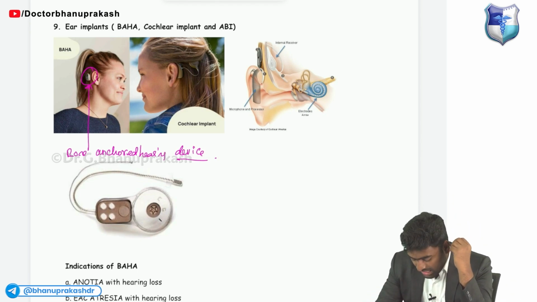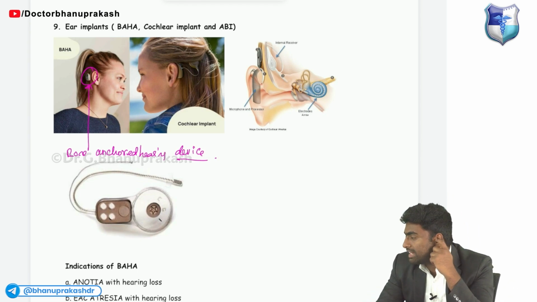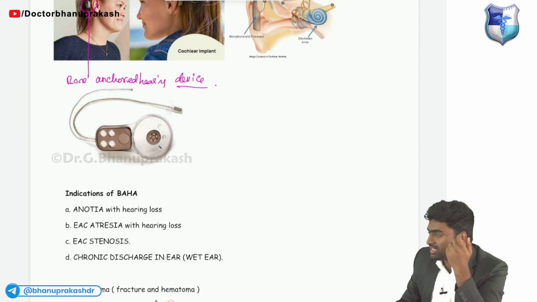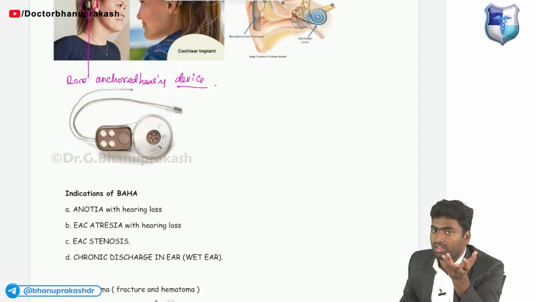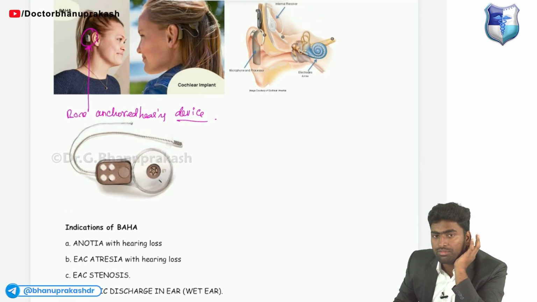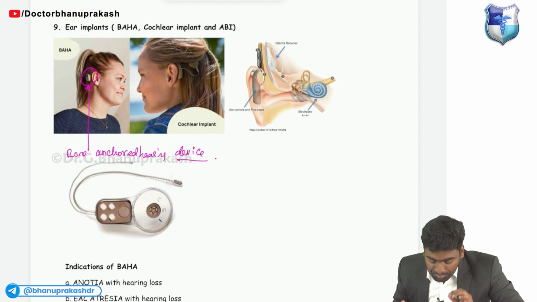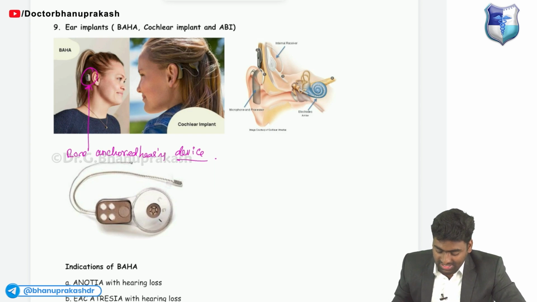Initially, what we can do is give the usual hearing aid. But in some cases, for example, if there is atresia of the EAC, if there is no formation of the EAC itself, then how will the sound travel? So in such cases, we insert this instrument into the bony part. So it is known as the bone anchored hearing device.